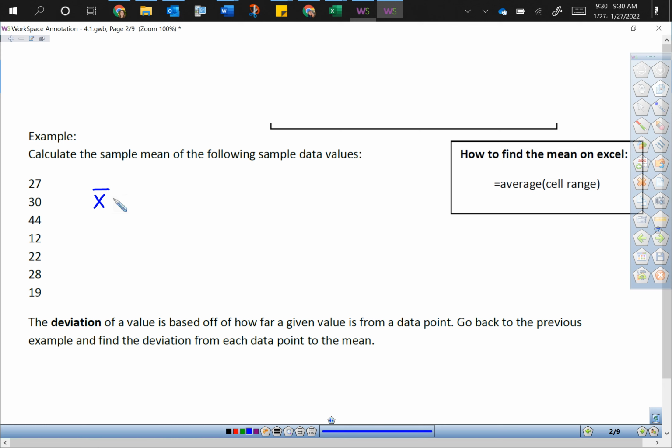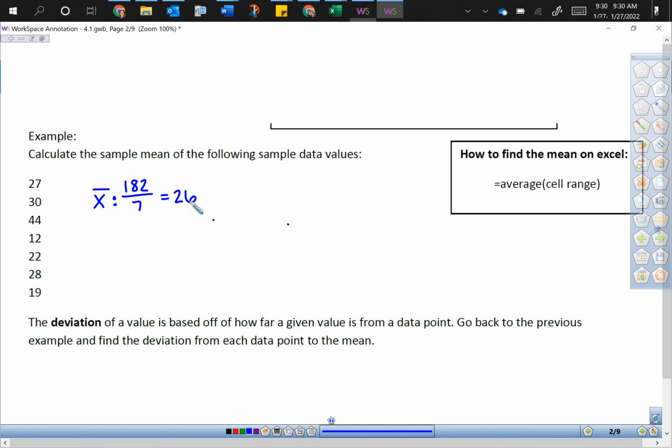Now, to find the sample mean, we need to take the sum of all of my numbers and divide by how many there are. So we're going to have to get out our calculators. And let's add them together. 27 plus 30 plus 44 plus 12 plus 22 plus 28 plus 19. What do we get? 182. Then we have to divide that by how many terms we have in the sample. So we have 1, 2, 3, 4, 5, 6, 7 terms in the sample. So we're going to divide it by 7. And what do we get?